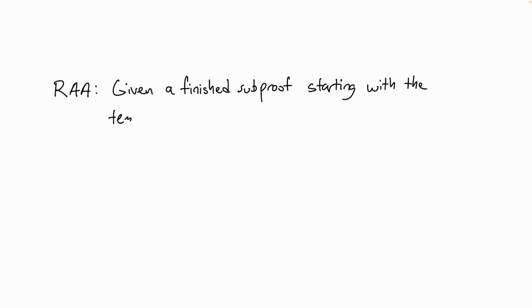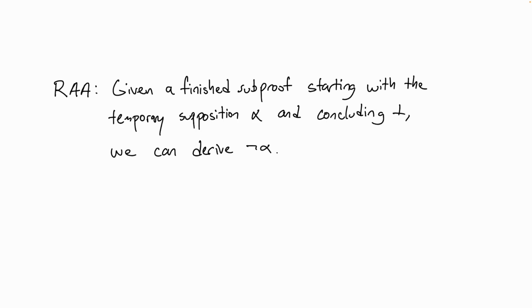One of the rules in our proof system is the reductio ad absurdum rule, which says, given a finished subproof starting with the temporary supposition alpha and concluding absurdity, we can derive not alpha. This rule gives you a way to derive the negation of a formula. I'll go through two examples.